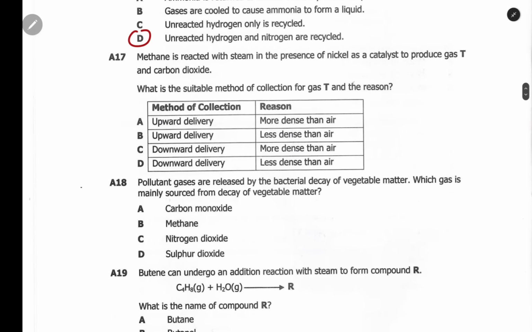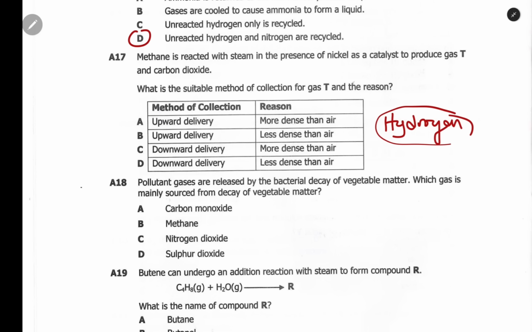Then question 17, methane is reacted with steam in the presence of nickel as a catalyst to produce gas T and carbon dioxide. Now, this is what we call steam reforming. Okay, so in this case, we are looking at the making of hydrogen. So the gas that is being made is hydrogen. Now, if you look at hydrogen, it's less dense than air. So what is a suitable method for collection of gas T, and the reason?